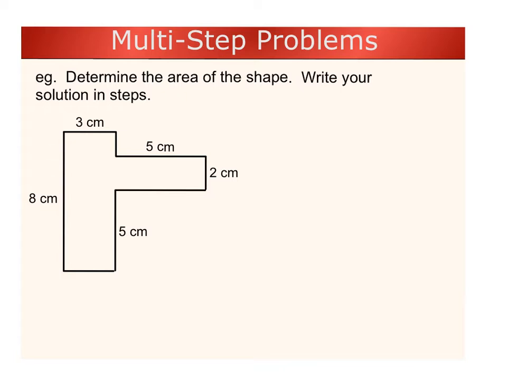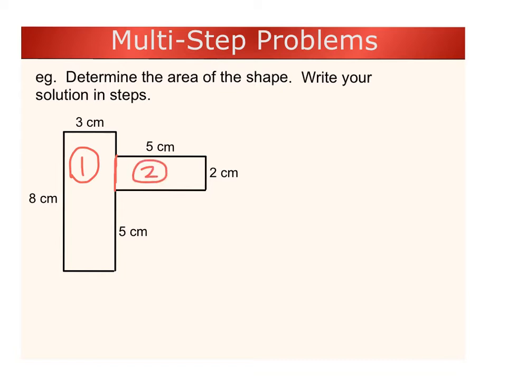For this example, we're only going to look at the area. For the perimeter, we know that we add up all the outside lengths. For the area though, we have to chop this up into the regular shapes that we know. So I'm going to chop it right there so that I have two shapes, and I'm going to label them shape 1 and shape 2.